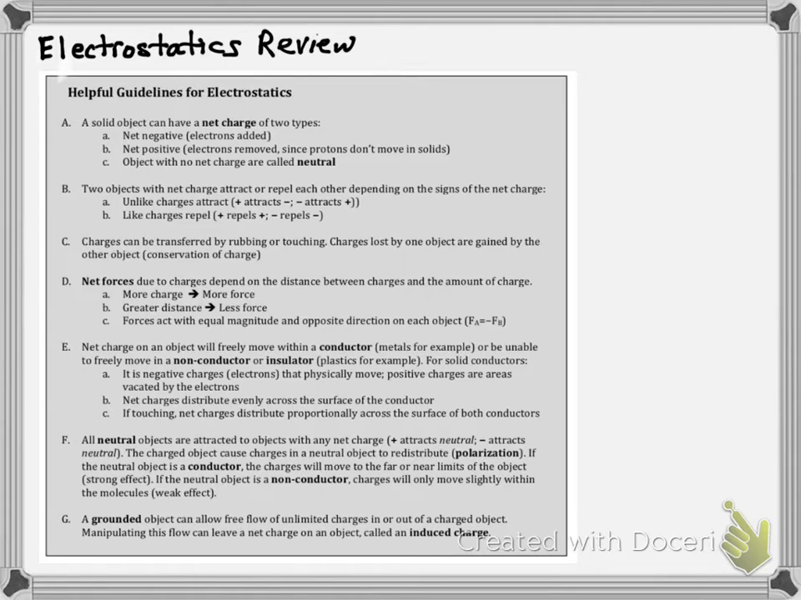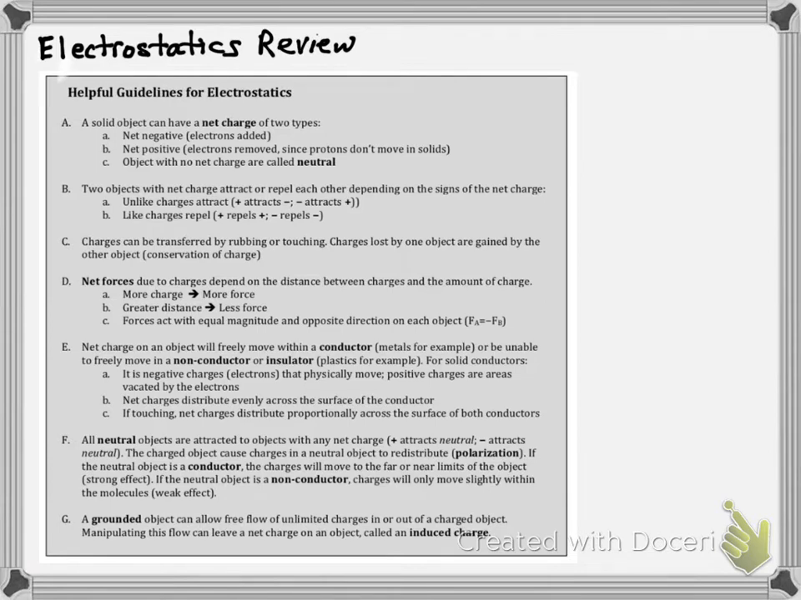The net charge on an object will freely move in a conductor. Metals are examples of conductors, so we make wire out of copper because it is a metal, and charges are free to move along a conductor. Charges are unable to move freely in a non-conductor or an insulator, like plastic, for instance. That doesn't mean that an insulator cannot become charged. It would just need to become charged by friction or by rubbing.